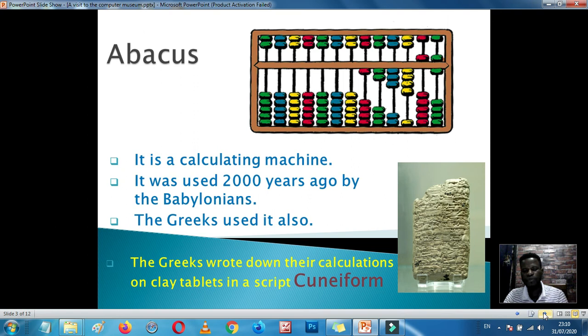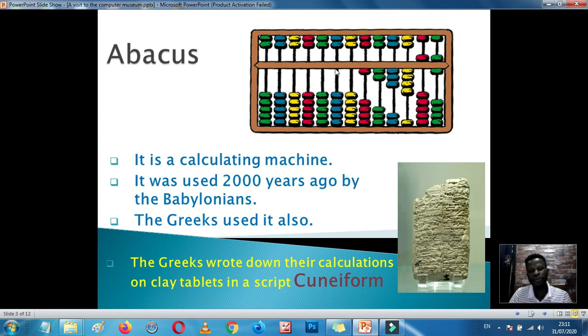This is the abacus machine. It is a calculating machine. It was used 2000 years ago by the Babylonians, and it was also used by the Greeks. One unique thing is that they used this machine and wrote down their calculations on clay tablets in a script called cuneiform. This is what a cuneiform is. It's called a clay tablet. Whatever they calculated using the abacus machine, they wrote on their clay tablets, and this is called cuneiform.